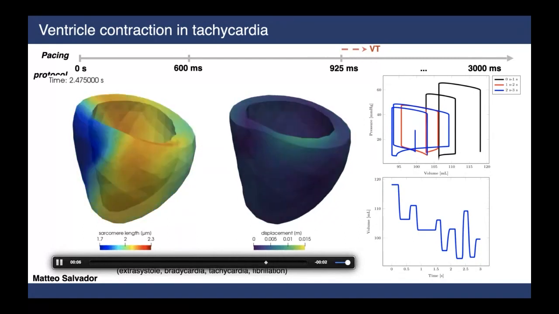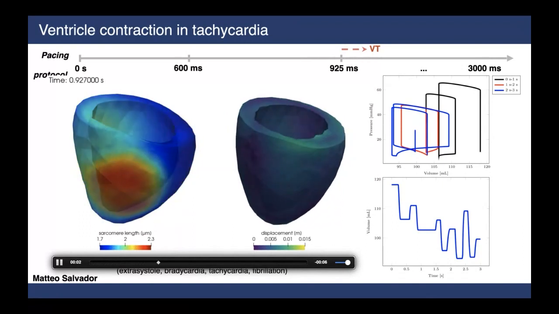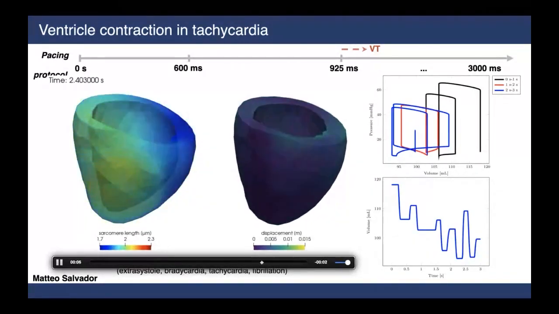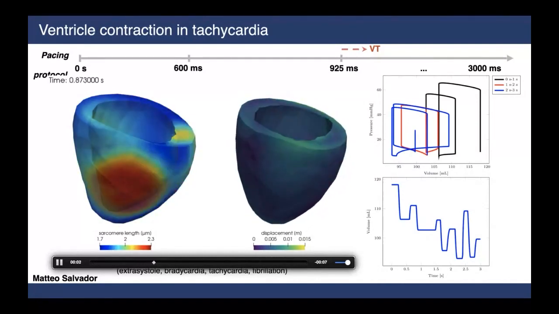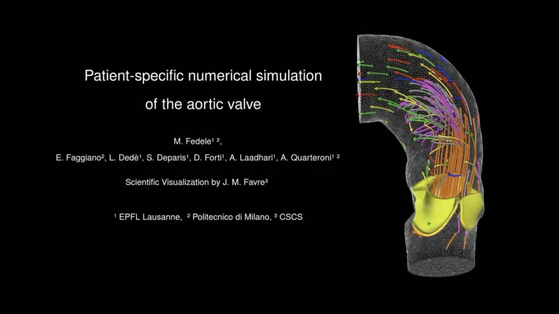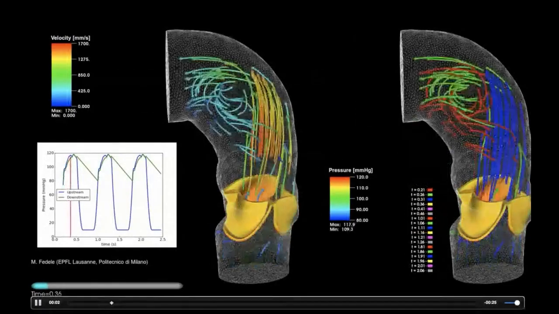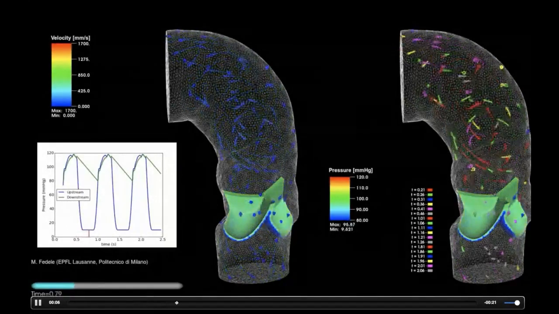So the study is finalized to provide doctors with quantitative indications of the behavior of a vital organ like the heart, with data, with solutions that will not be available through medical images. And this is, I guess, the last picture for the heart. This is the aortic valve, which has three leaflets, which is opening and closing.